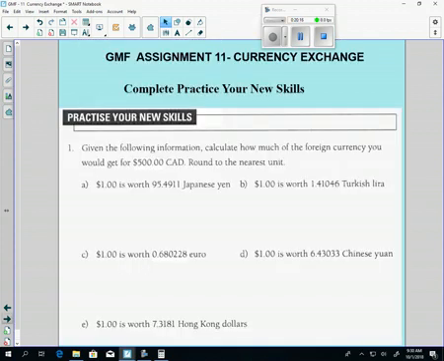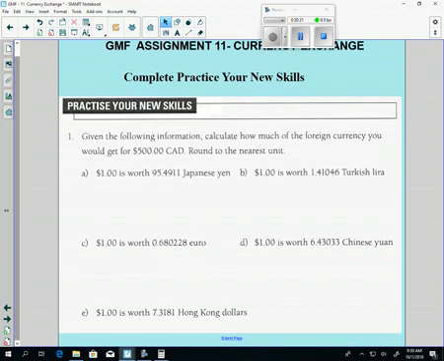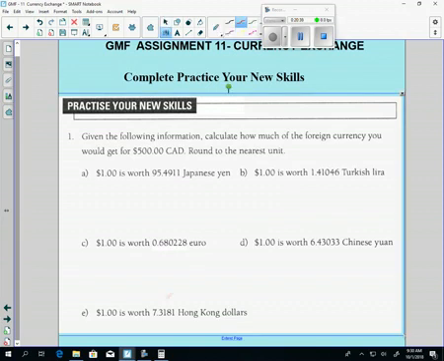So that's it. I'm going to give you one sheet here to practice these skills. And here you can see the question is you're given $500 Canadian. You don't have to use cents. You can round to the nearest unit. So bring it to the nearest unit. I want you to find out how much yen you're going to get if 1 Canadian dollar is worth 95. So that's your ratio. This is Canada. Canada is $1 and it's worth 95 yen. How many yen would you get for $500?